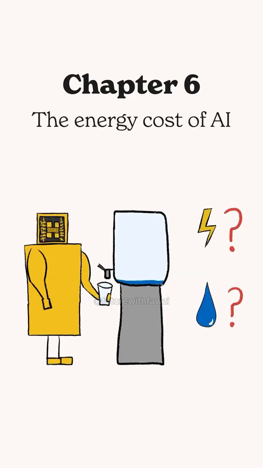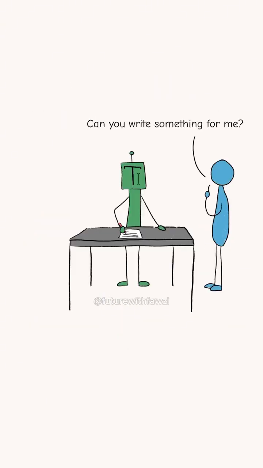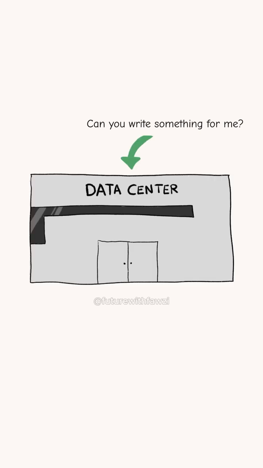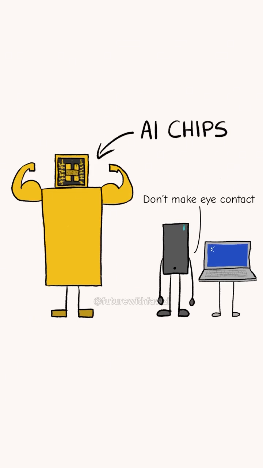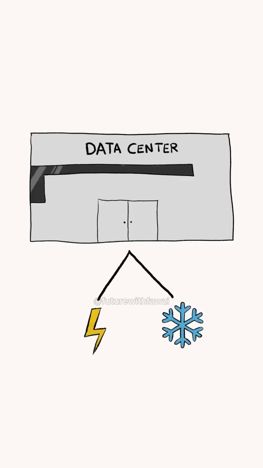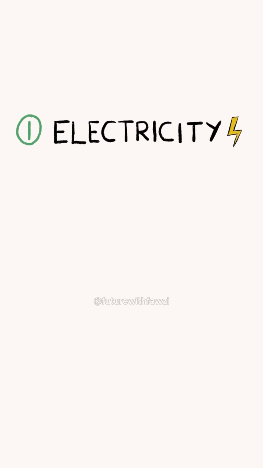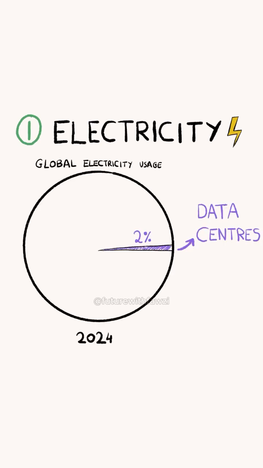Chapter 6. The energy cost of AI. Every time you ask AI a question, that request is sent to a data center and processed by thousands of AI chips. Because the hardware in our phones and laptops isn't powerful enough to do it. These data centers need 2 things to operate. First, they need electricity to run. In 2024, data centers use 2% of the world's electricity, but this number is for all data centers that keep the internet running.